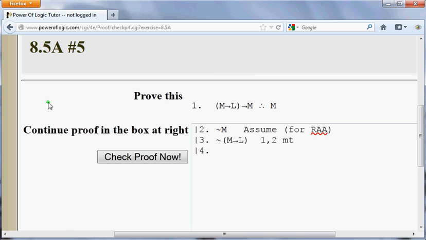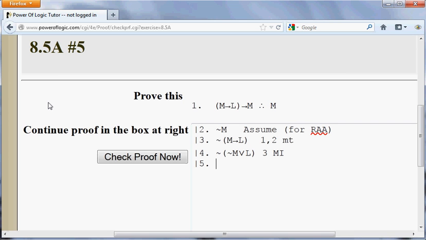Keep in mind when you make an assumption for RAA, you want to derive a contradiction. That's the only way you can discharge an assumption for RAA, and given that you made an assumption for RAA, it's the only way that you're going to be able to finish the proof. What I have to do here is take this M then L and use material implication. I have to make it not M or L. That's going to be one of our most useful equivalence rules. So line 4 comes from 3 by the material implication rule.